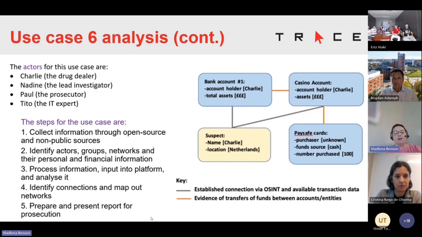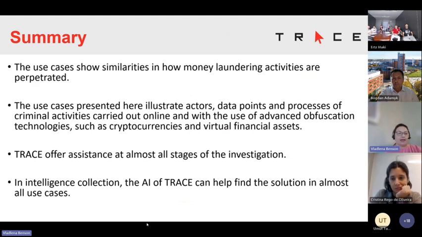The volume of money laundering grows exponentially, and the objective of this project is to aid LEAs in their work of detecting, evidencing, and eventually prosecuting these illicit activities. So, to sum up today's presentation and the overview of the use cases, which are enabling us to deliver the technical solution for LEAs, the use cases show similarities in how money laundering activities are perpetrated. We map them out against the actors, against the necessary data points that need to be collected. The use cases presented here show actors, data points, and processes of criminal activities carried out online, and with the use of advanced obfuscation technologies such as cryptocurrency mixing and virtual financial assets.